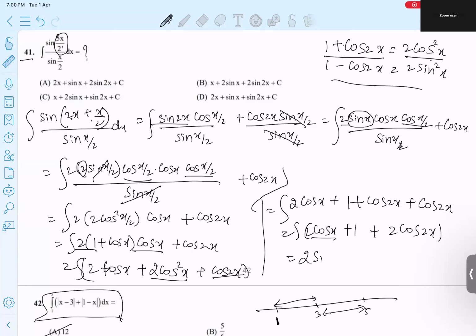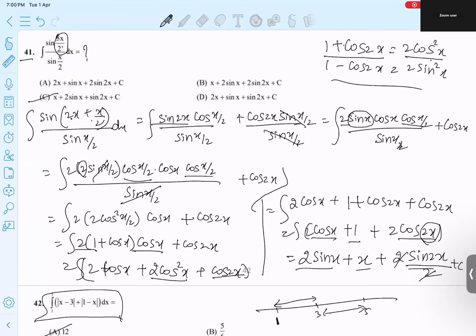Integral of cos is sine. Integral of 1 is x. Keep this 2 as it is again. Integral of cos 2x is sine 2x, and differentiating this gives you 2, so we have to divide by 2, plus c. So this is the answer. Yes, they have given x plus 2 sine x plus sine 2x in option C.